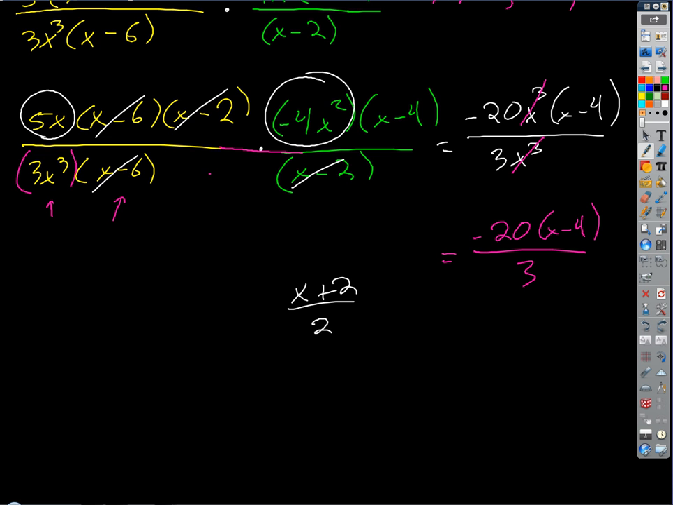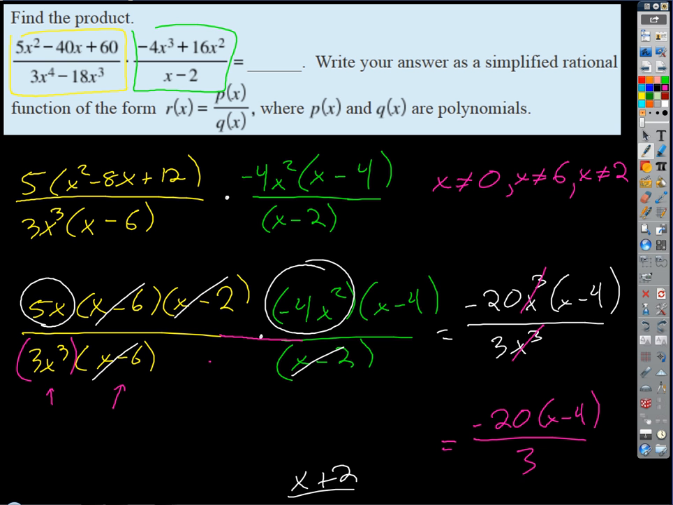Our answer's pretty small. If we had just canceled all this stuff originally before we looked for excluded values, are there any values of x that are excluded in our answer? Are there any x's on the bottom? No. So it looks here like anything is okay, but remember, it's not. Because along the way, there were lots of factors on the bottom that forced us to exclude some x values, right?